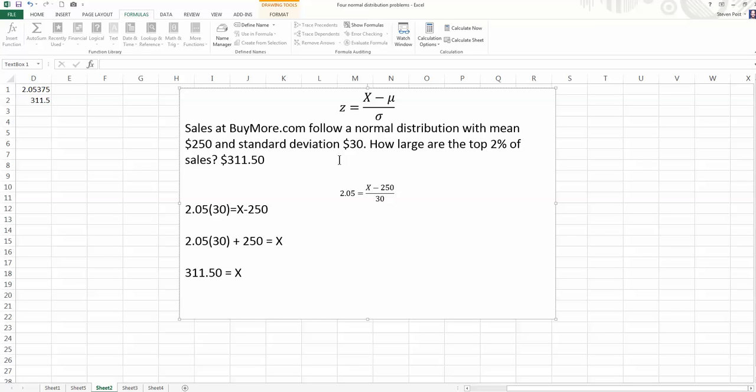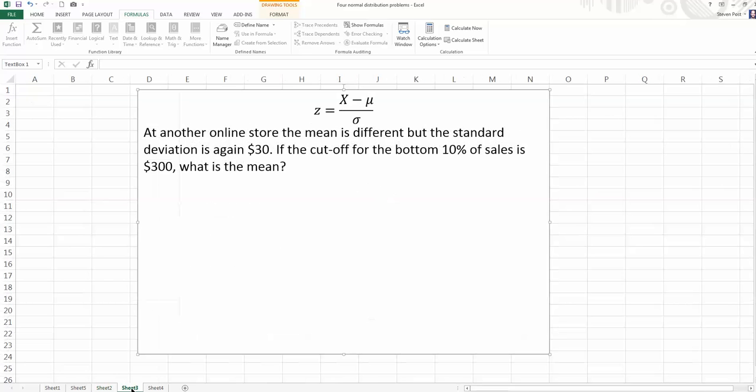So going backwards, when you know the percentage, you use norm.s.inv to find the z and then solve for whatever you need. One thing to remember here, that norm.s.inv takes the percentage less than the number you're looking for, and so I had to put in not 2% but 0.98 or 98%. This is why you always draw a picture so you don't make mistakes there.